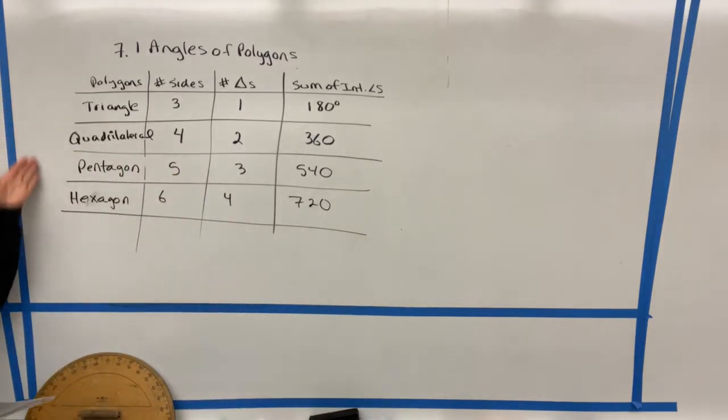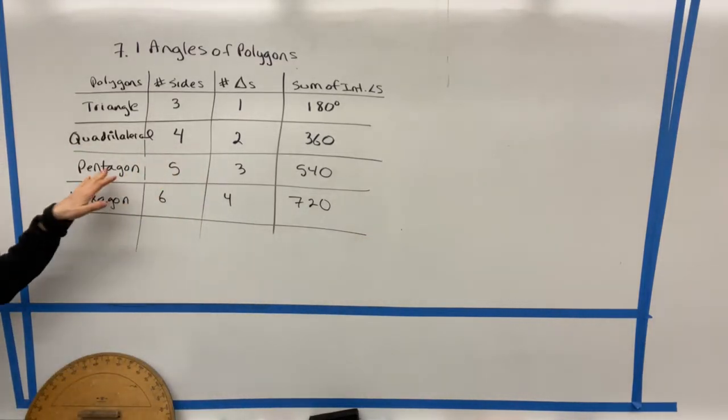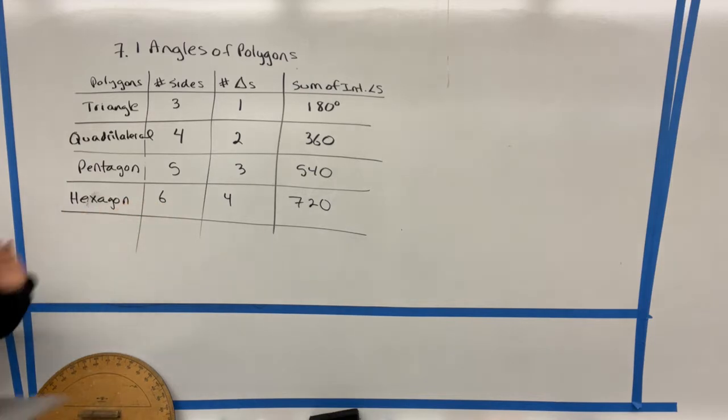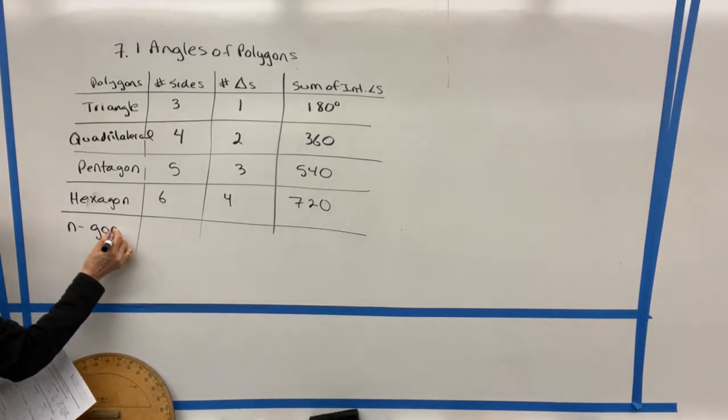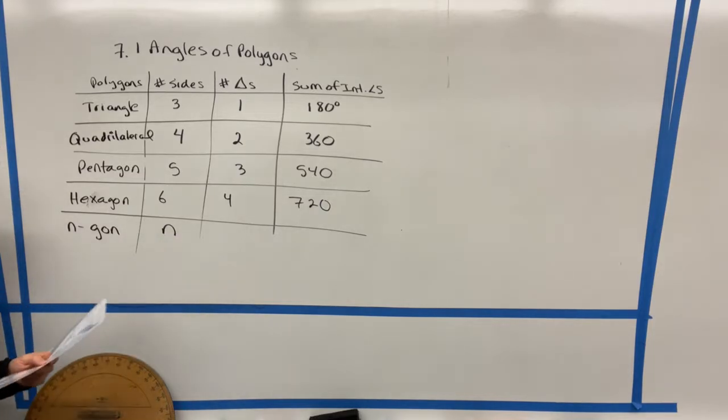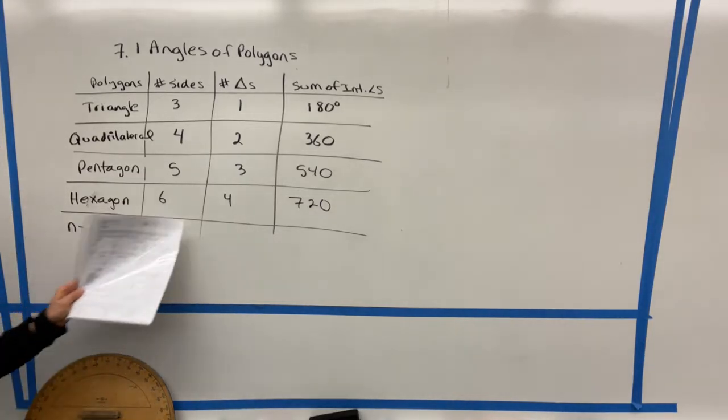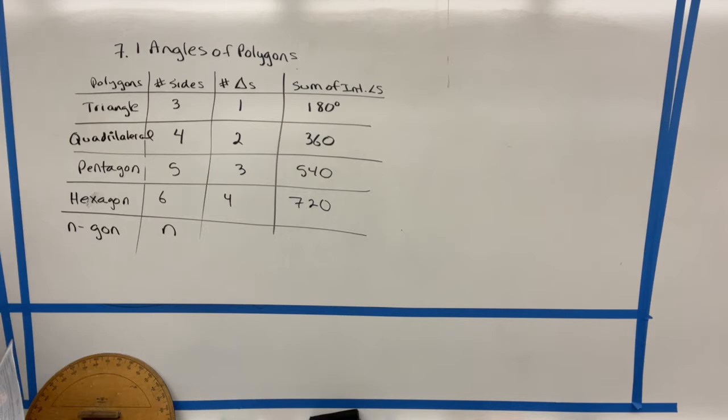So these are the names for the different shapes. If we have 5 sides, it's a pentagon. 6 sides is a hexagon. An n-gon is what we call something with n sides. Can anyone see the number of triangles that would be in an n-gon?